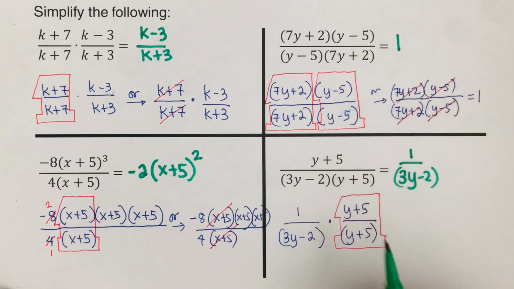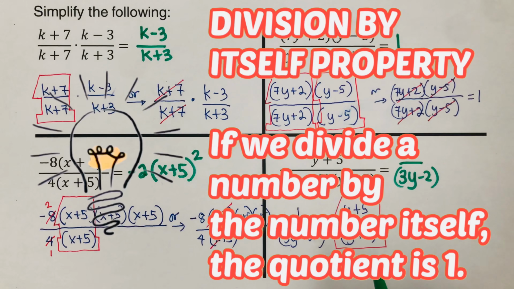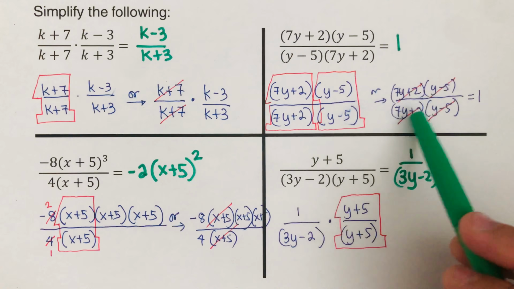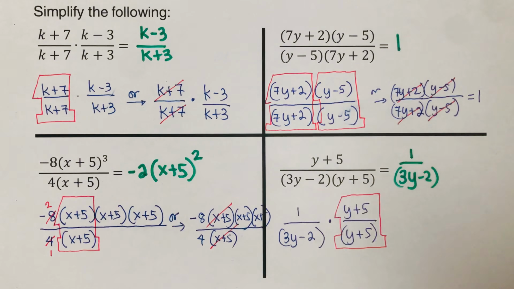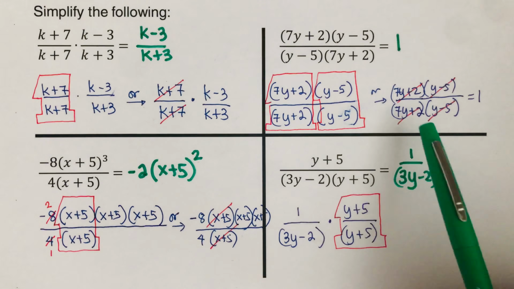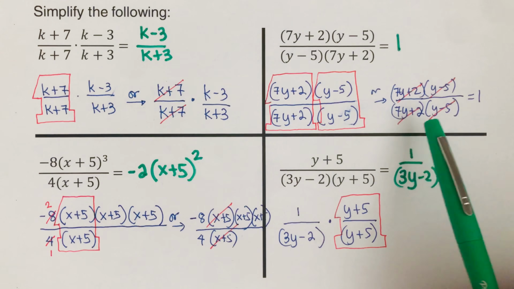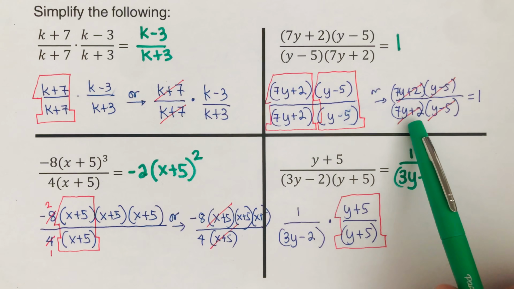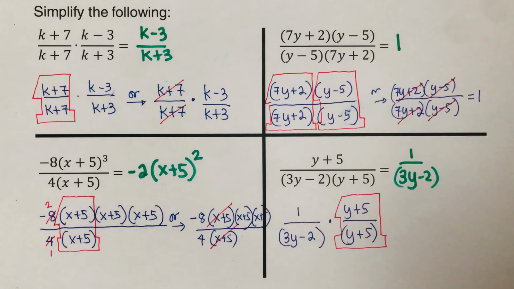Again, please remember that these two become a 1 based on the division by itself property. If we divide a number by the number itself, then the quotient is 1. Or you can cross them out, but remember, whenever we cross out, we are actually using the division by itself property. It is not 0, but instead it is 1. Again, that's division by itself property. Did you get the same answers as these two right here?